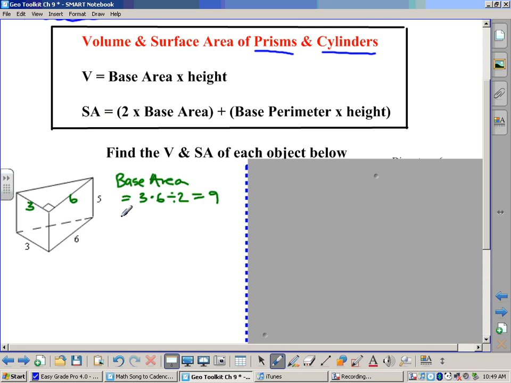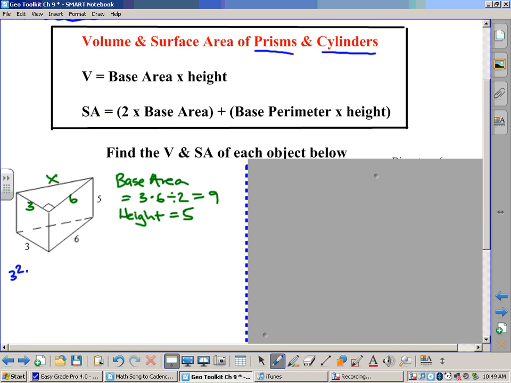Also, we do know that the height is right here. That's h. So I'm going to say my height equals 5 units. And then the last thing we need is to know the perimeter of this base here. I know 2 of the sides are 3 and 6. I don't know this side, so I'm going to call it x. And fortunate for us, this is a right triangle here, so we can figure out what x is. So we'll use the Pythagorean theorem.